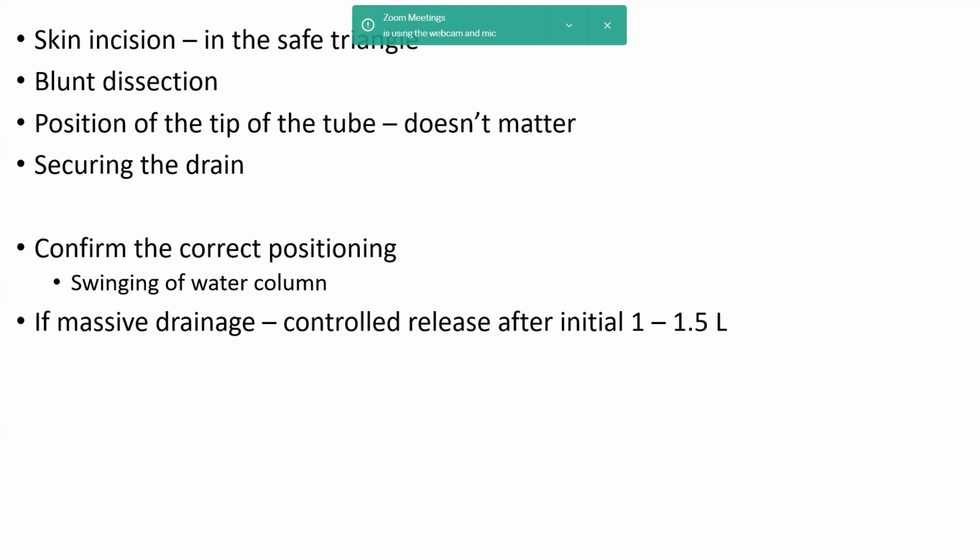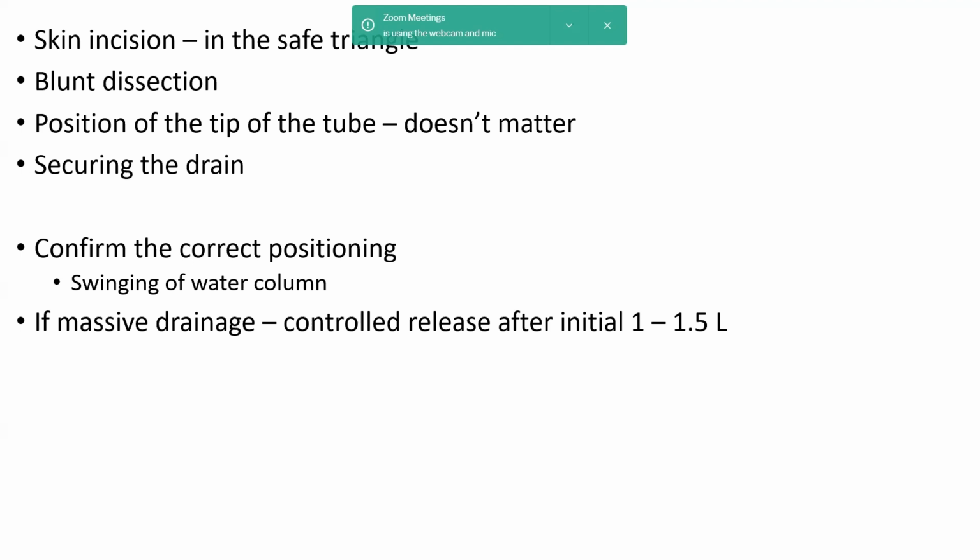We apply just a vertical mattress suture and keep it to close the wound when we remove the ICD tube. Some people apply purse-string stitches, but they are not recommended. After inserting, you have to make sure that the tube is functioning, by observing the swinging of the water column.